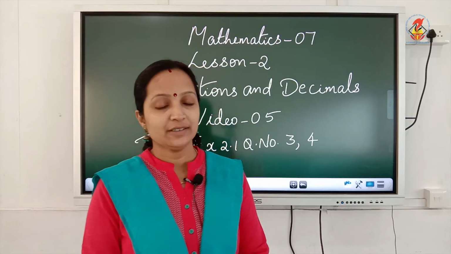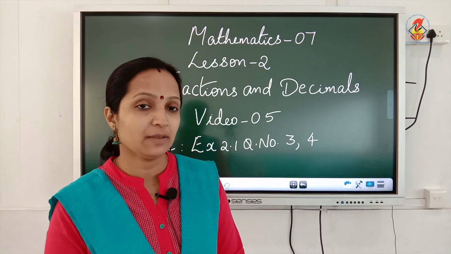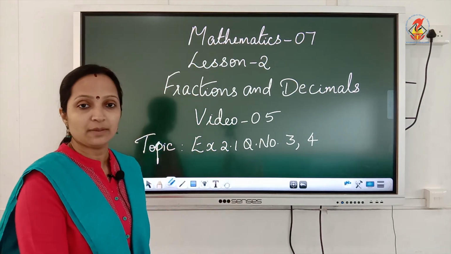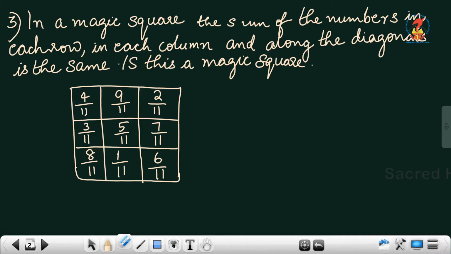Hi children, in this video we will do question number 3 and question number 4. Now, third question. What is the third question? In a magic square, the sum of the numbers in each row, each column, and along the diagonals is the same. Is this a magic square?